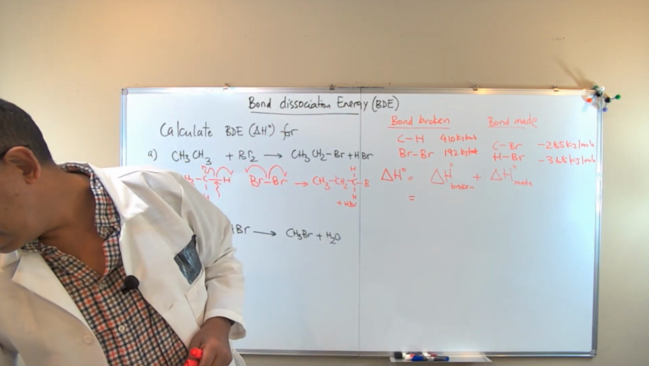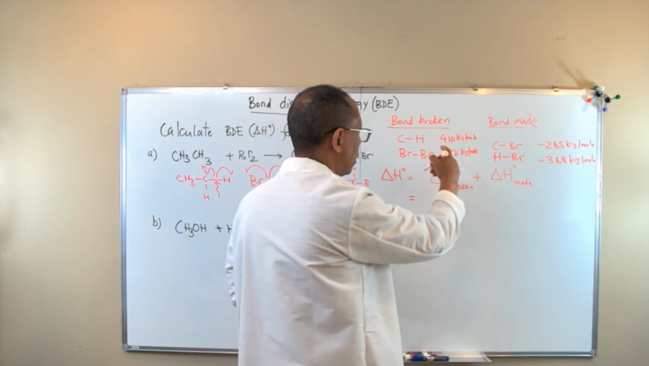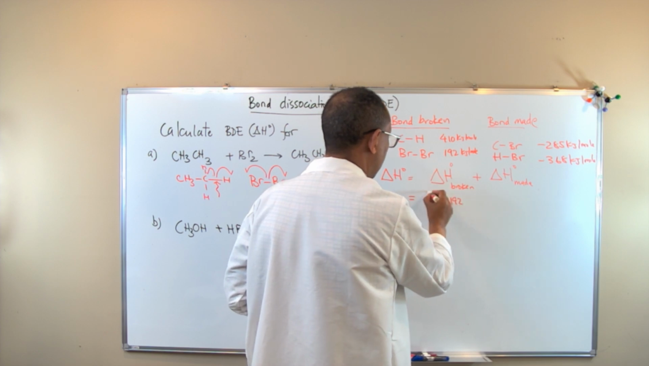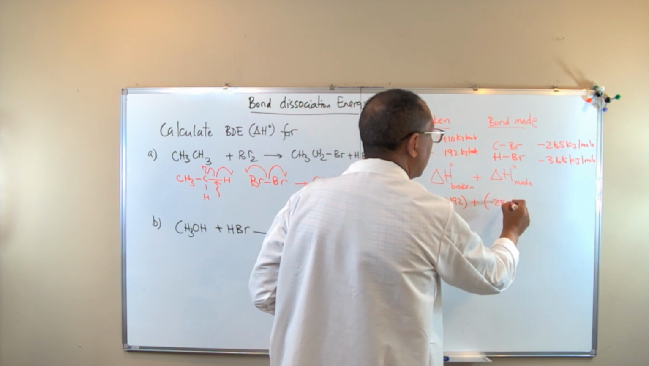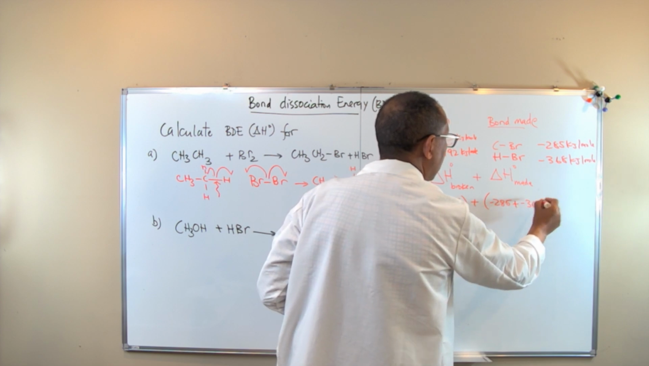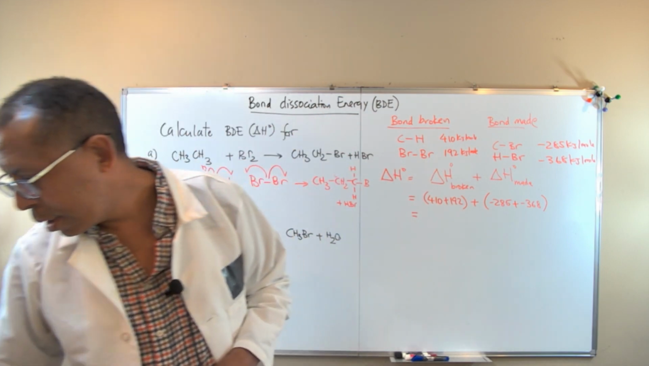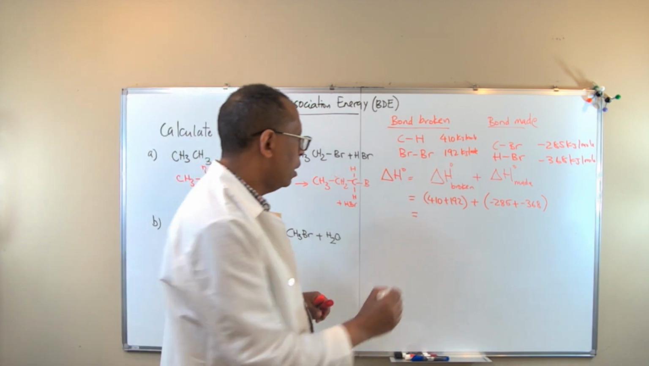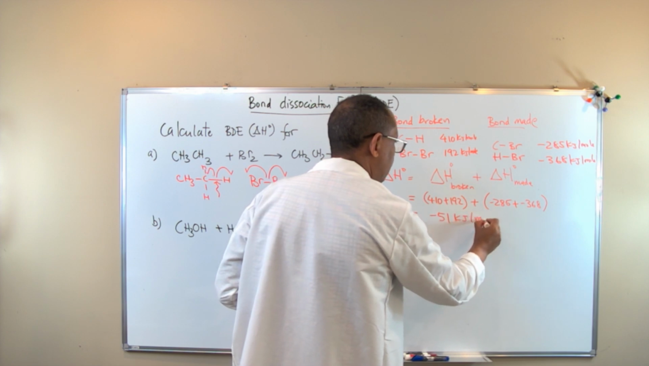So in adding all of them, the 410 plus 192 plus minus 285 plus minus 368, all of this, when you add up at the end of the day, you'll get minus 51 kilojoules per mole. So minus 51 kilojoules per mole.